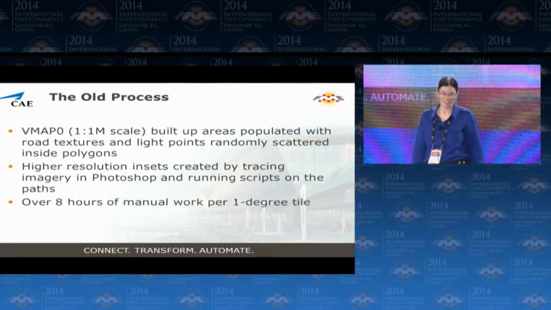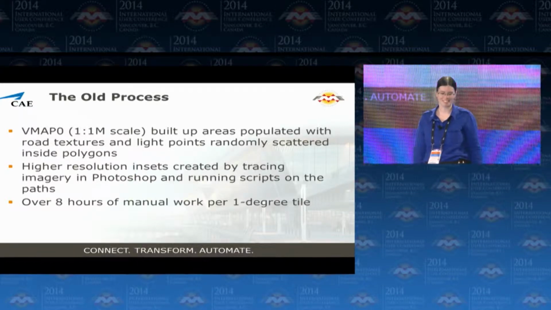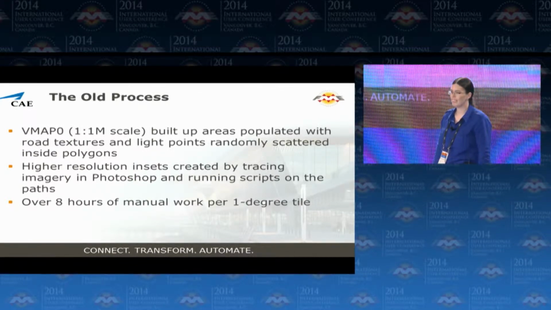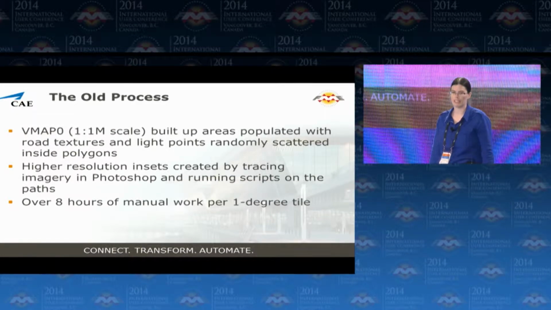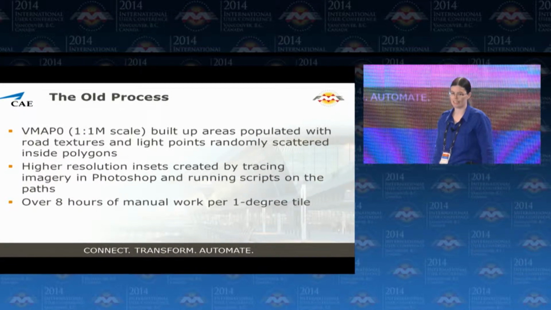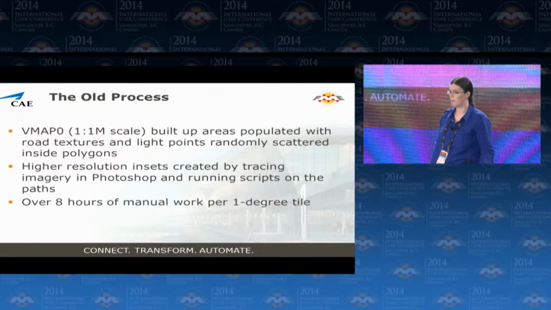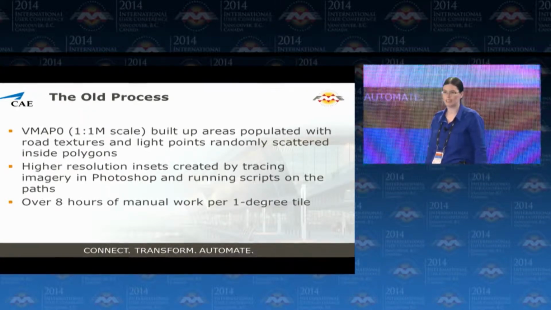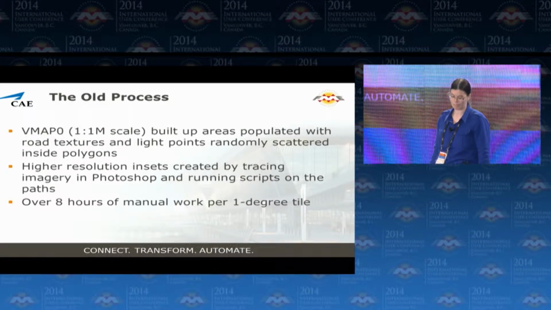The old process used VMAP 0, the old VPF format, which FME does read, at a 1 to 1 million scale, and would randomly put road textures and streetlights in the built-up area polygons. So the areas where there were cities, there were lights, but it was a random city, not anything having to do with reality. For our higher resolution insets, there was manual tracing off of Landsat imagery in Photoshop, and it took at least 8 hours per geocell, per 1-degree tile, to produce these light maps. So with nearly 70,000 in 6 weeks, that just wasn't going to happen.